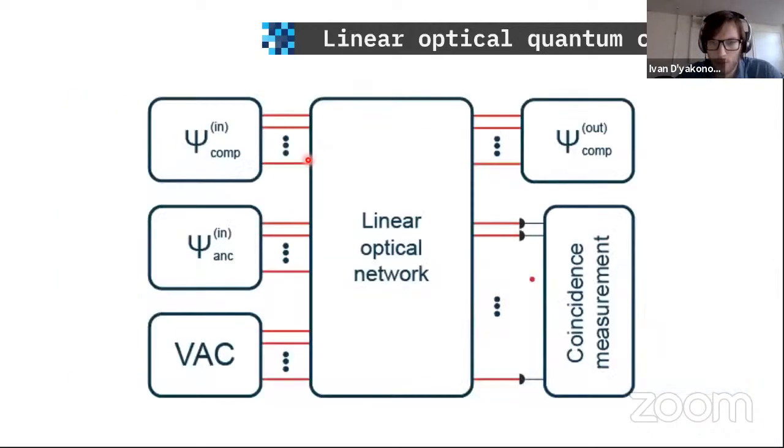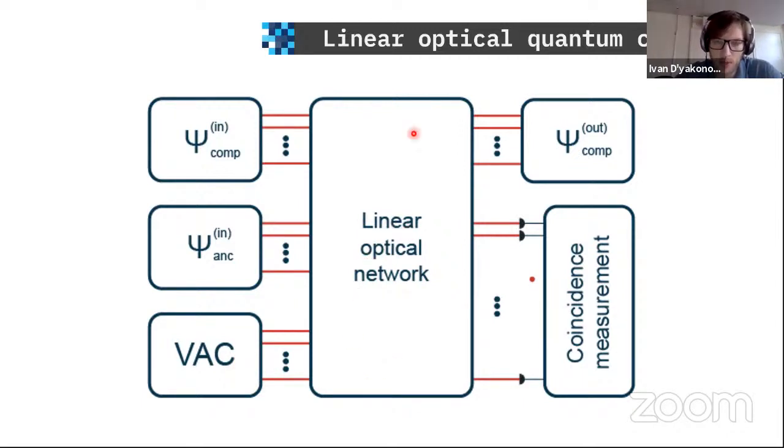So the general scheme of the experiment might look something like this. We have photons on the input, which encode the logical states. We also have the ancillary photons, which help to enhance the probability, for example, and serve as the triggers on the output. And we can also add as many vacuum ports as we want.